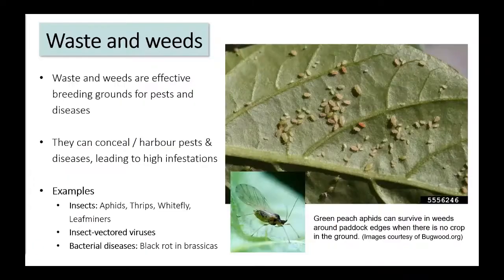Okay, so waste and weeds is the next major pathway. Both waste and weeds serve as breeding grounds for pests and diseases, as they can conceal and harbour them, and that can lead to quite high infestation levels. And we all know weeds represent their own risk by competing for valuable resources, but they also can act as alternative hosts for many plant pests and diseases. So by controlling this pathway appropriately, you'll be able to break the life cycle of pests and diseases.